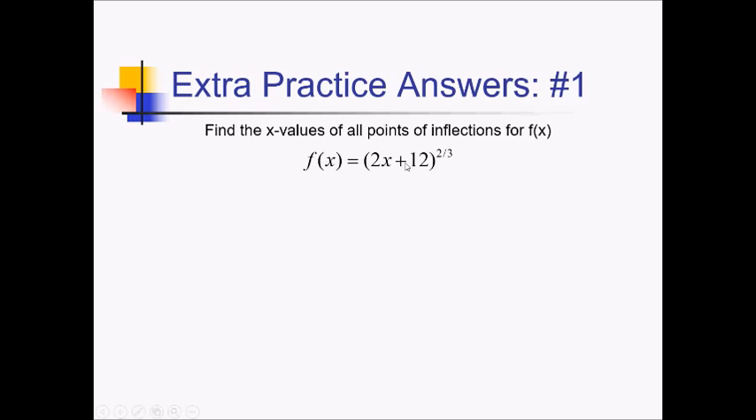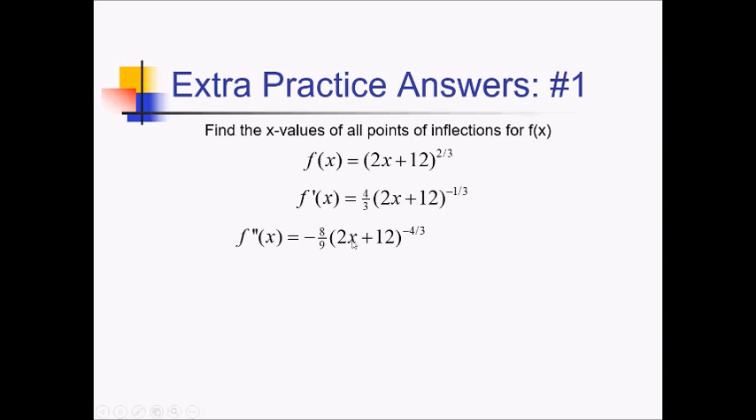On this problem, we're trying to find inflection points for this function. So I'm going to need to know the second derivative. My first derivative, I'm going to have 2/3 times all of this to the negative 1/3 times the tail of 2 using our chain rule. So that's going to end up being 4/3 times all of that to the negative 1/3. And then for the second derivative, I'm going to have negative 1/3 times 4/3, so negative 4/9 times the tail of 2, so negative 8/9 times all of this stuff to the negative 4/3 power.